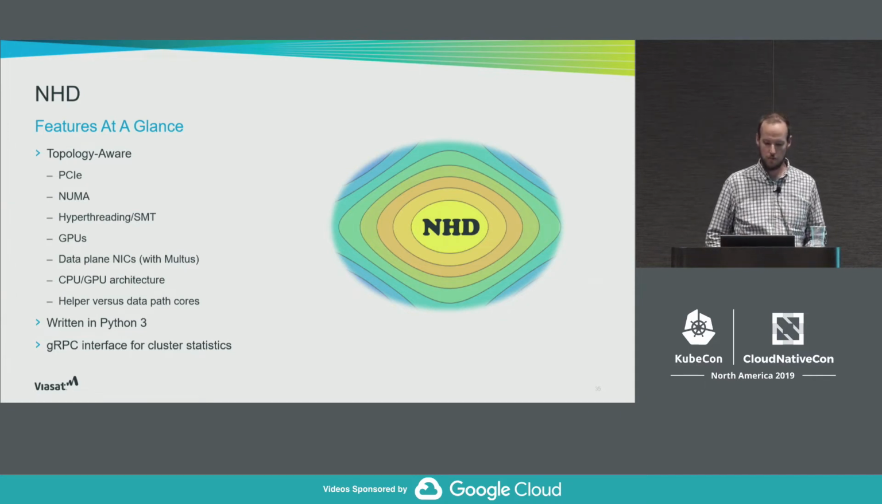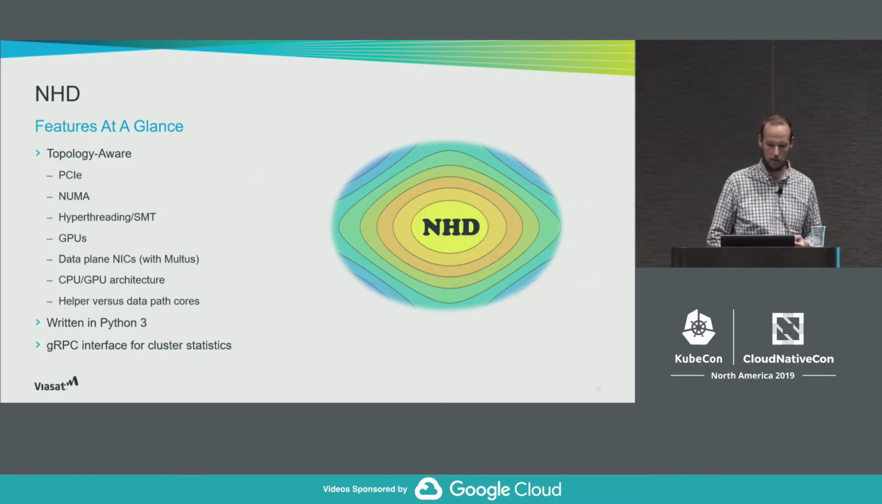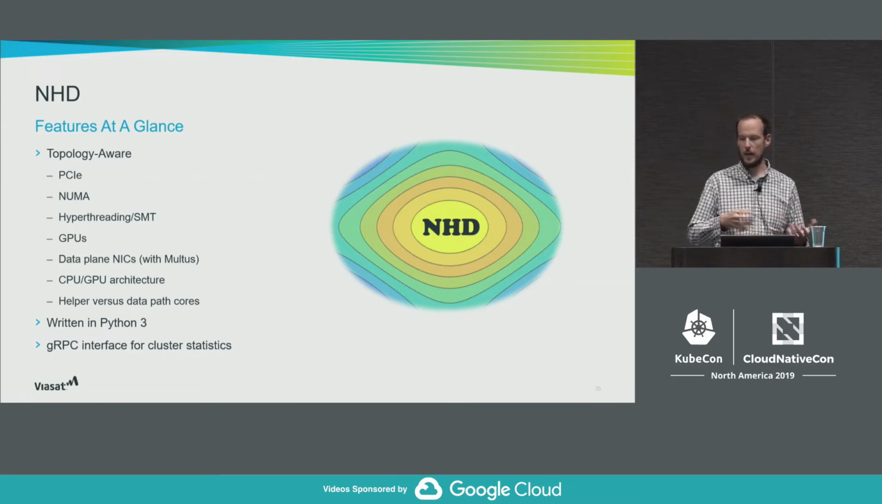The CPU and GPU architecture as well, so if you have different types of GPUs or different types of CPUs in your cluster, it would know about those. And then helper versus data path cores. So in most data path applications, you have some cores that are doing things like management or they're listening to gRPC requests, and you don't want them to be on isolated cores necessarily, so you want to treat them as more fungible cores. It's written in Python 3, and it has a gRPC interface for retrieving cluster statistics.